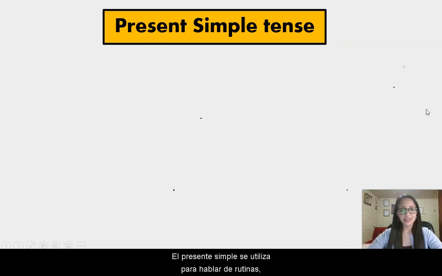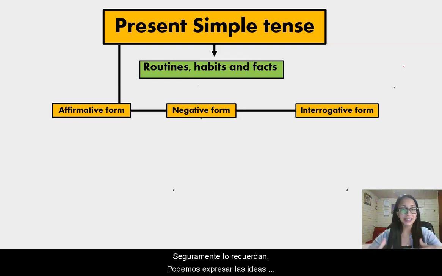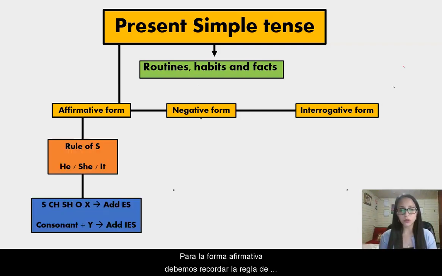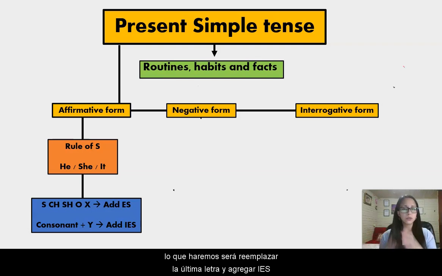Present simple tense is used to talk about routines, habits, and facts. You probably remember that. And we can express the ideas in affirmative form, negative form, and also interrogative form. In affirmative form, we must remember the rule of S that says that we have to add S to the verb if we are talking about he, she, or it. And if the verb ends with S, CH, SH, O, or X, we must add ES at the end. But if it ends with a consonant and Y, what we will do is to replace the last letter and add IES.